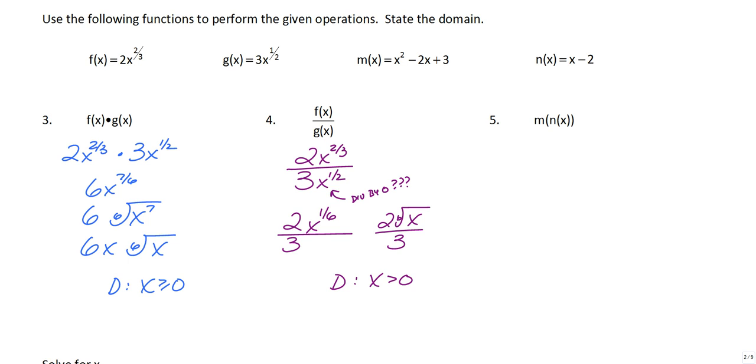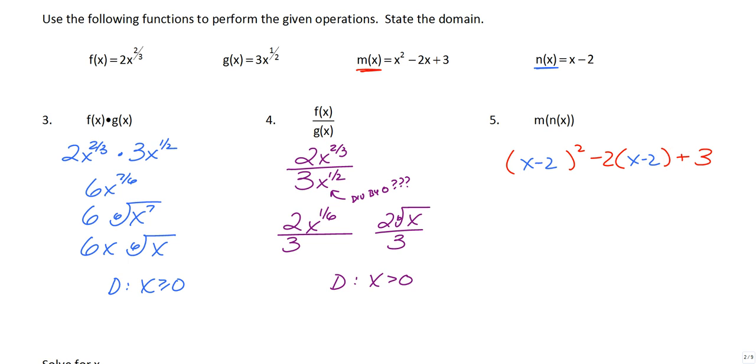Last example. This is when you substitute a function inside of another function. We're going to make m red, and we'll do n blue. So what we're going to do is set up our m on the outside: x squared minus 2 times x plus 3. That's our function m. And then we are going to substitute n of x into it. So x is now x minus 2, and x again is now x minus 2. And that's all you really need to do for the first part.